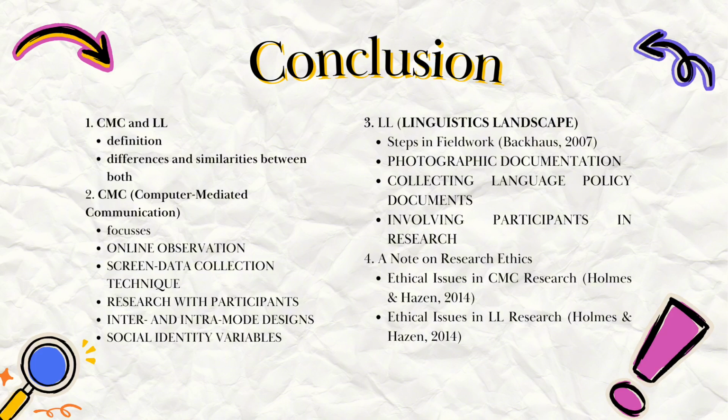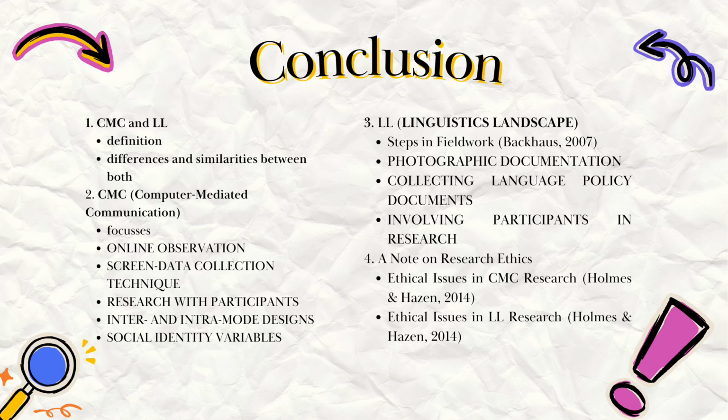I'm going to move on to the LL that was already explained. LL focuses on how language constructs public space and focuses on visible language in urban settings. And there are 3 steps to collect the LL data. The first one is photographic documentation, the second one is collecting language policy documents, and the third one is involving participants in research. Okay, I think that's all from the LL.